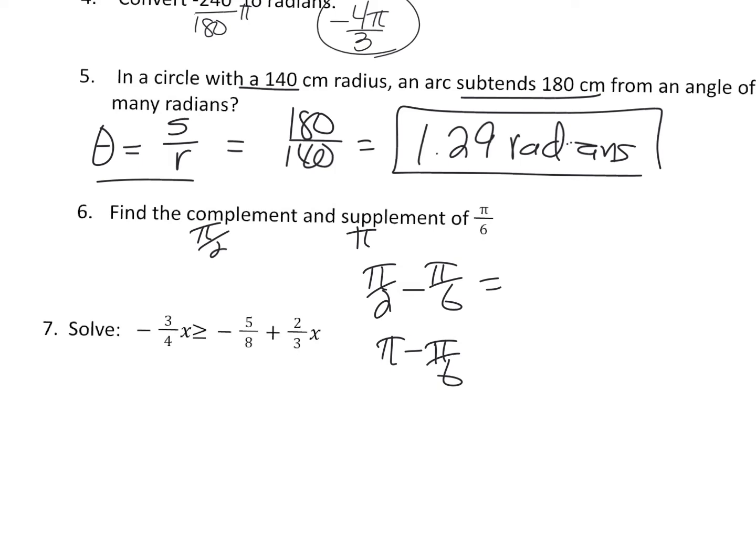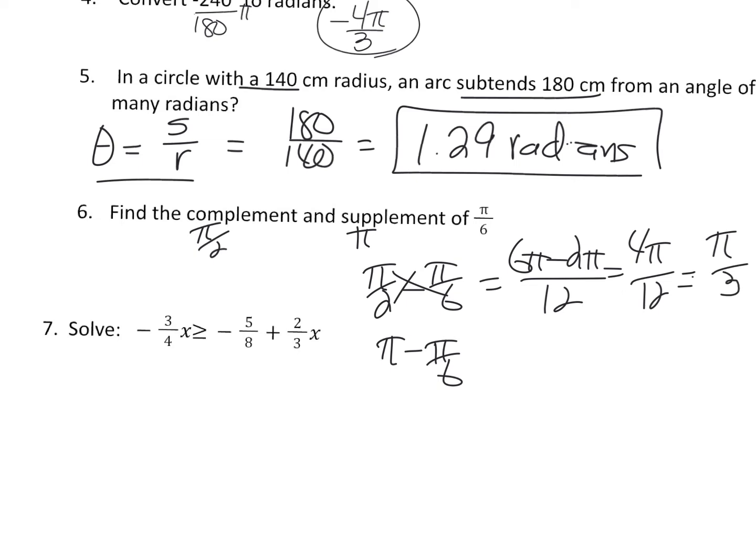Now, don't forget the little shortcut I taught you to subtract and add fractions real quick. Just take the denominators and multiply them together. 2 times 6 is 12. Cross multiply that way, that's 6 pi. Cross multiply that way, that's 2 pi. And if you subtract, you get 4 pi over 12. Just reduce the 4 and the 12. 4 goes into both of them. 4 goes into 4 one time. It goes into 12 3 times. It's pi over 3. That's the complement.